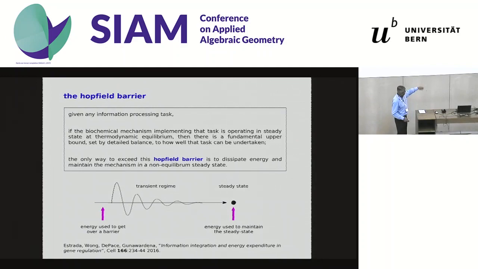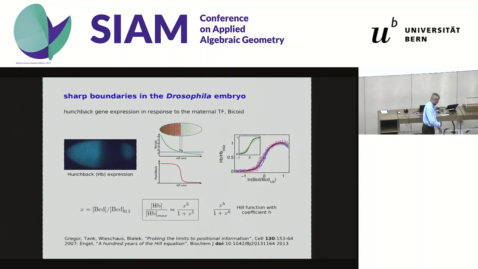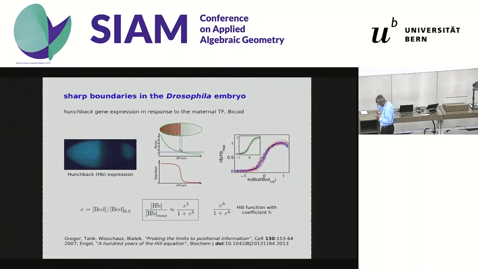But this is one of the difficulties of trying to get at this problem in the cell, because when you see energy, what's it being used for? Maybe there isn't a steady state. Okay, all right, so this is the system that we're going to take a look at. It's a particular example that started us thinking about these issues.